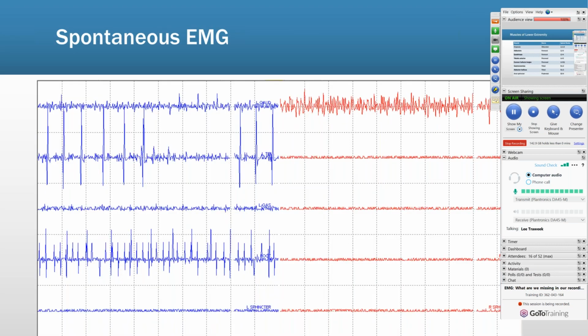For spontaneous EMG, we just record left and right side, and we have multiple channels. You can see we have train activity in this picture. With tibialis anterior on the left side, all the activity is single spike, a B train, and on the left foot it is a C train.